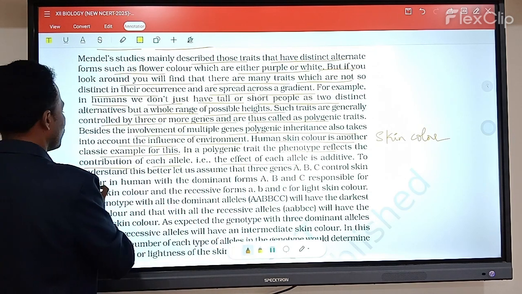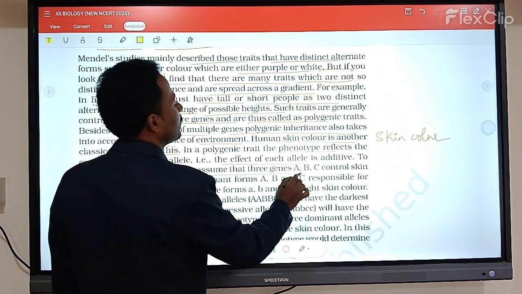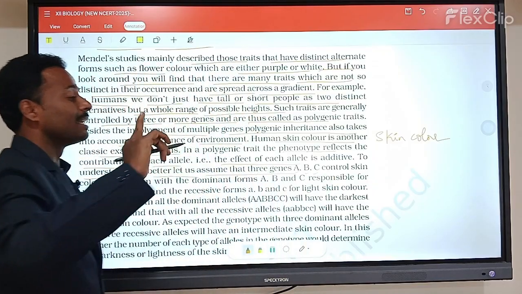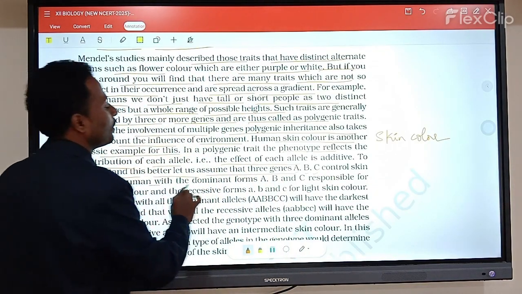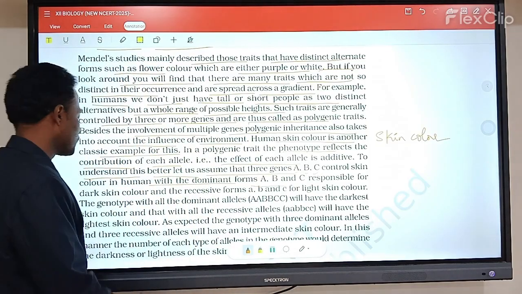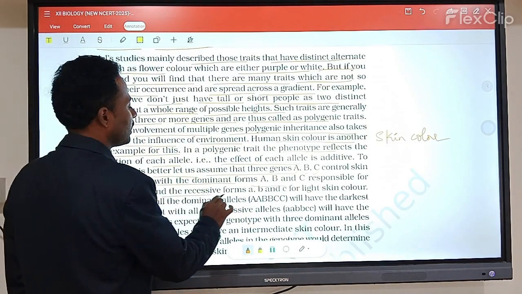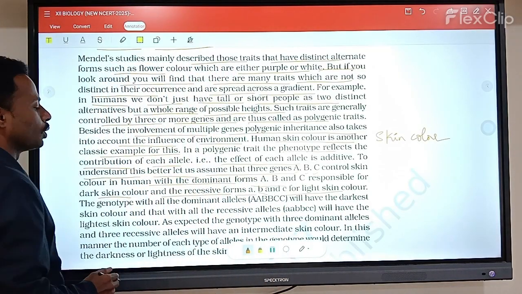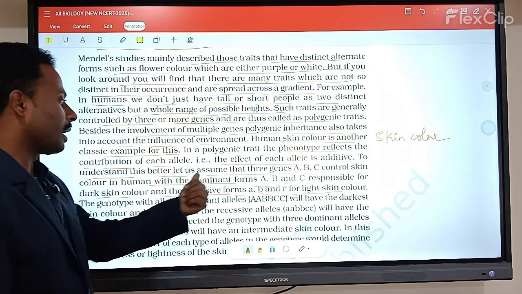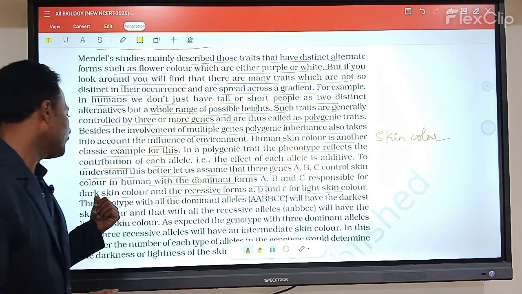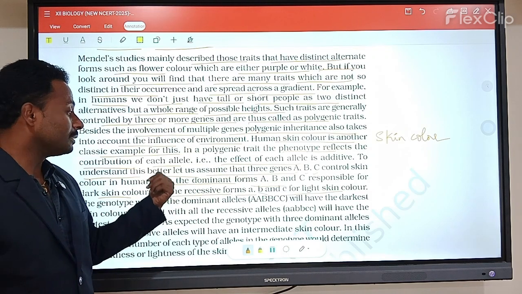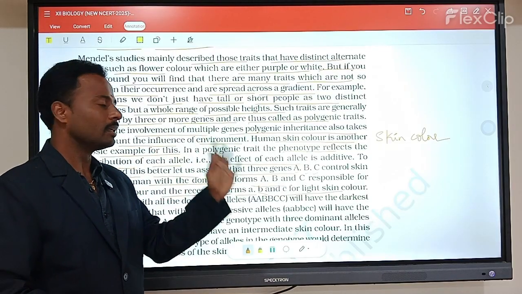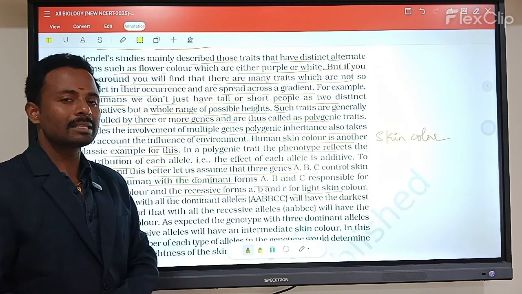Next, polygenic traits have a phenotype that reflects the contribution of each allele, the effect of each allele. To understand this better, assume three genes, gene A, gene B, and gene C, control the skin color of humans. The dominant alleles, capital A, B, and C, are responsible for dark skin color, and the recessive alleles, small a, small b, and small c, for light skin color. So here capital A, capital B, capital C are responsible for skin color, correct? And the recessive is what? Small a, small b, and small c. These are completely recessive, and they also control skin color.